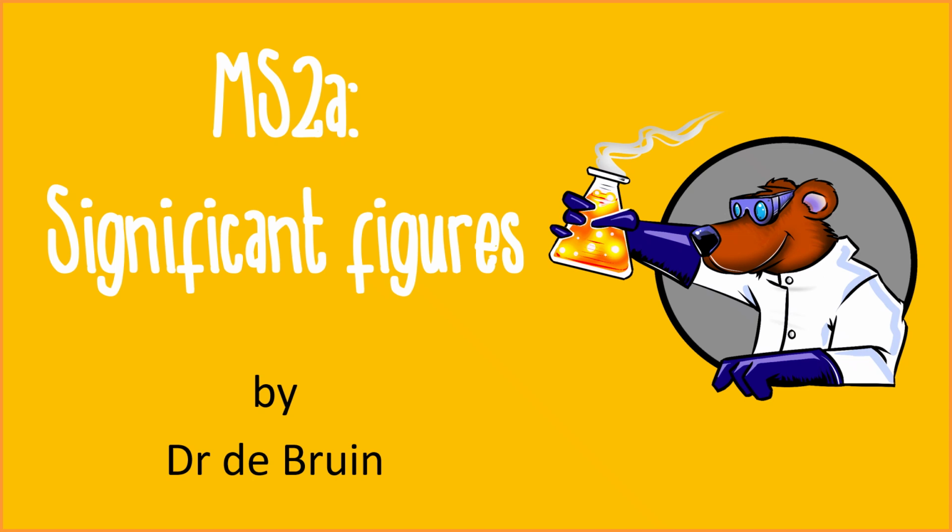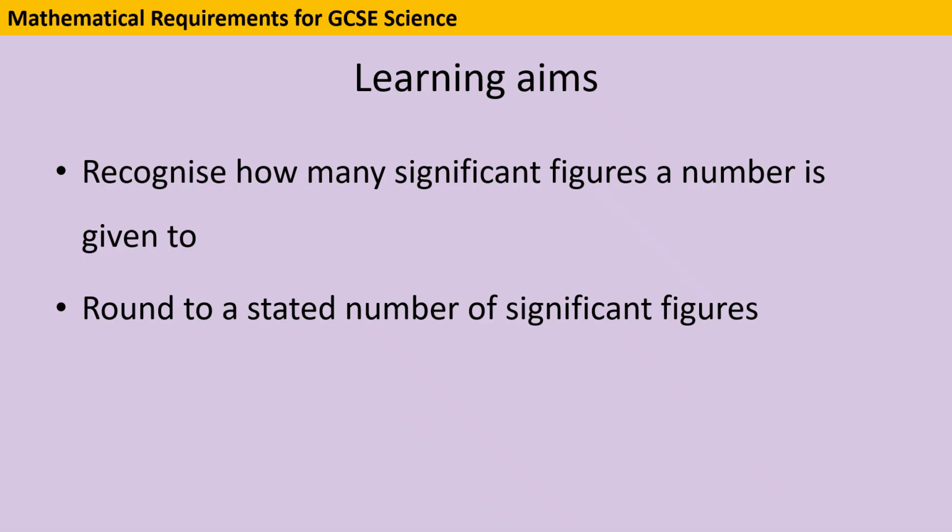This is a tutorial for giving your answers to an appropriate number of significant figures, which is one of the math skills tested in the GCSE Science exams. By the end of this video, you should be able to recognise how many significant figures a number is given to, and also round your answer to a calculation to a stated number of significant figures.